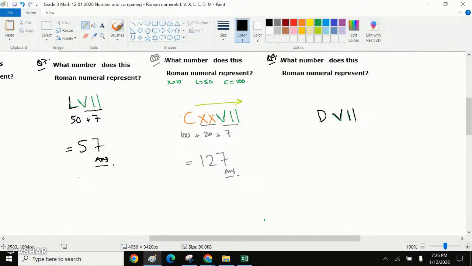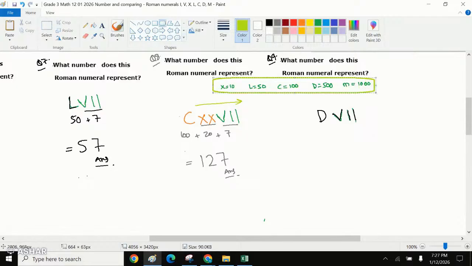What is DV11? I just told you that X is 10 and C is 100, but I did not remind you that D is 500 and M is 1000. If we can remember these, we can simply find it, right? That means D represents 500 plus this value, plus 7. That means 507 is your answer.